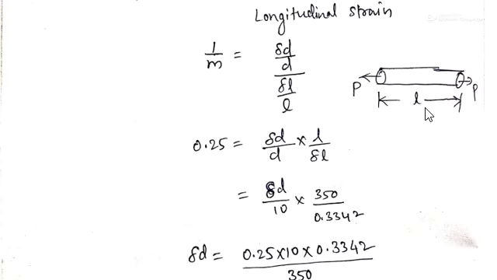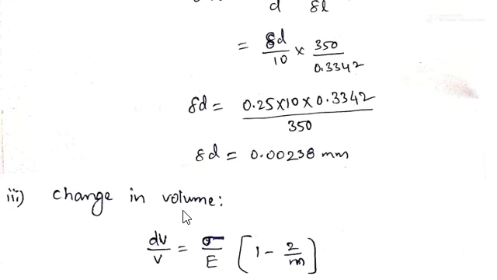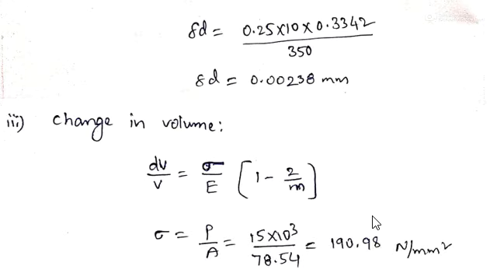So in the next step, we require change in volume. In the case of a circular bar subjected to tensile load like this, the change in volume or the volumetric strain is given by the formula sigma by E into 1 minus 2 by m, where sigma is the stress in the bar, E is Young's modulus, and 1 by m is Poisson's ratio. And here E is known and 1 by m is known, and stress we can calculate by the simple formula load by area. Load we know 15 into 10 to the power of 3 newtons. Area we got in the first step 78.54 mm square. So the stress in the bar we are getting as 190.98 Newton per mm square.